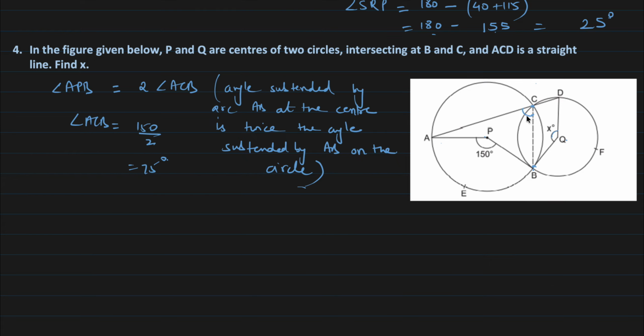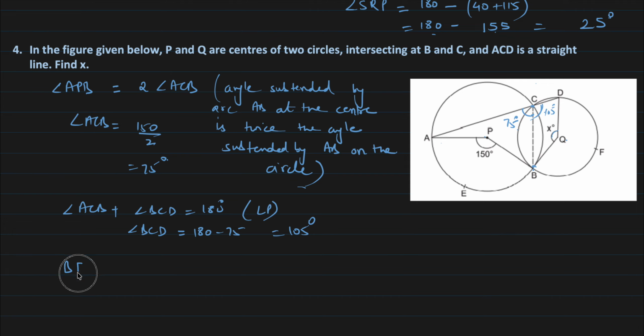Now this comes out to be 75. If this is 75, what about this angle? Angle BCD. So ACB plus BCD is 180 degree, linear pair. So BCD comes out to be 180 minus 75, 105 degrees. So this angle is 105. Okay.